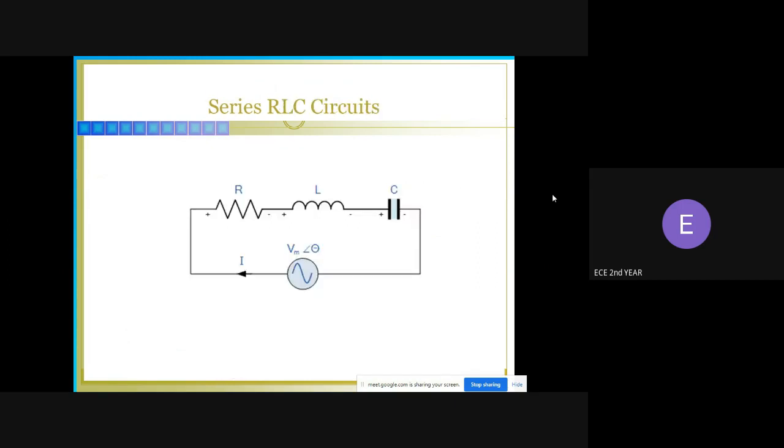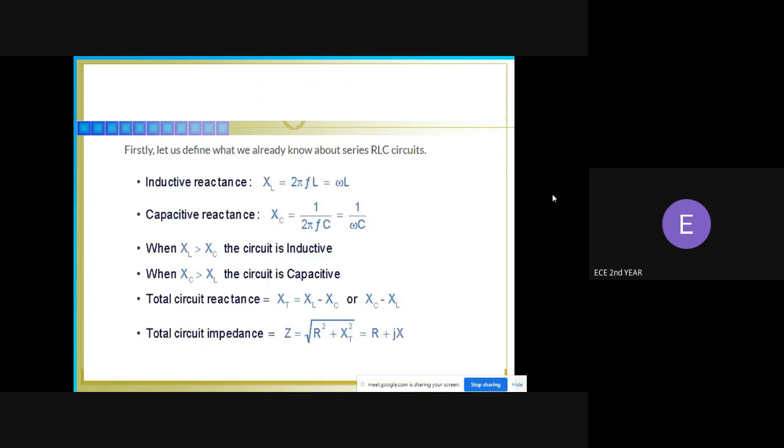Now let us go to the series RLC circuit. Here the important parameters in a series RLC circuit are: inductive reactance XL, equal to 2 pi F into L. You can call 2 pi F as omega, so XL equal to omega L. Then capacitive reactance XC equal to 1 by 2 pi FC, that is equal to 1 by omega C.